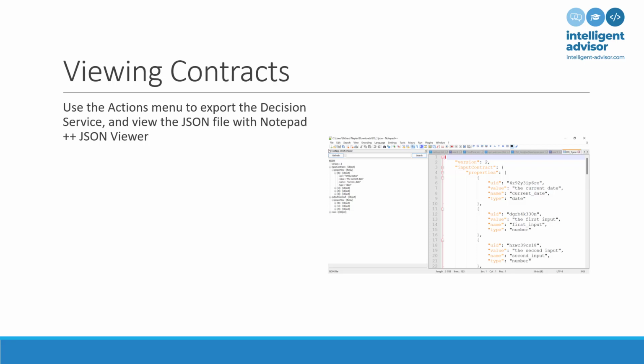To finish, you may be asking yourself, aside from decision service editing, is there another way to view the contract? The short answer is yes. You could use the Actions menu in the decision service window to export the decision service. It is in JSON format, so you could then simply use Notepad++, for example, or any other JSON viewer to study the contract items.